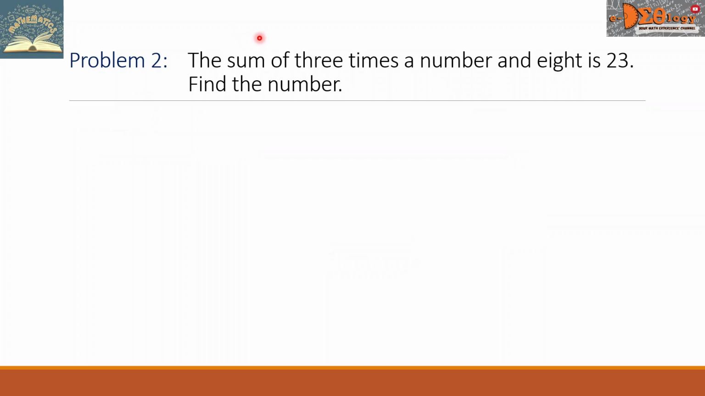Problem 2. The sum of 3 times a number and 8 is 23. Find the number. We want one number, so the n is the number. Now let us translate this statement into an equation. There is the word sum, that means addition. We're going to add two numbers. And note that we have 3 times a number. So that means 3n. And then the number 8, and the sum is written here, that will be 3n plus 8 equals this number 23.